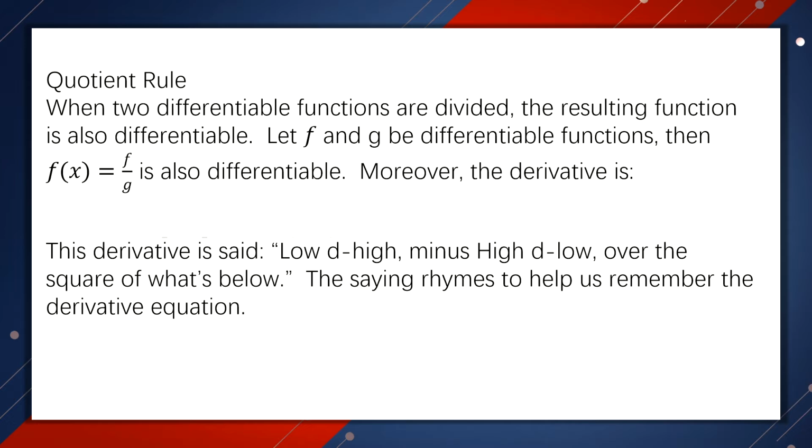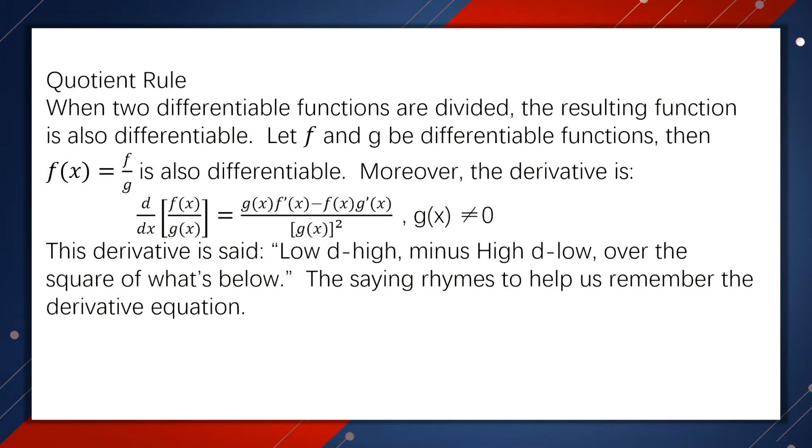The derivative of f of x over g of x is equal to g(x) times f prime of x minus f(x) times g prime of x, over g(x) squared. And the square, we cannot forget about it. The derivative is: low d high minus high d low over the square of what's below. The saying helps us remember the derivative equation.